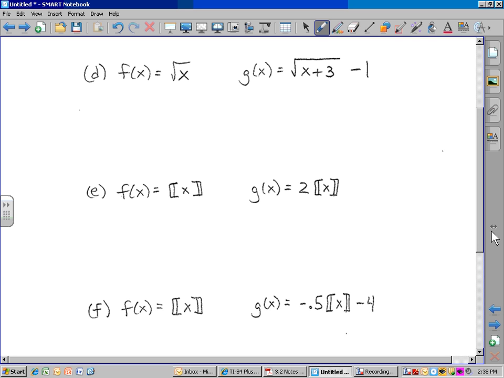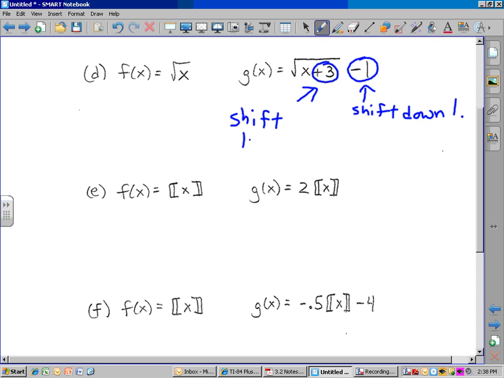All right, what's happening in this graph? Well, we have this plus 3 and we have this minus 1. The minus 1 is outside, so that's going to be a shift down 1. This is on the inside, so that's going to be the opposite of what we think. It's directly affecting x, so it's going to be a left or right. We think it's going to go right, but we do the opposite. So it's going to shift left 3.